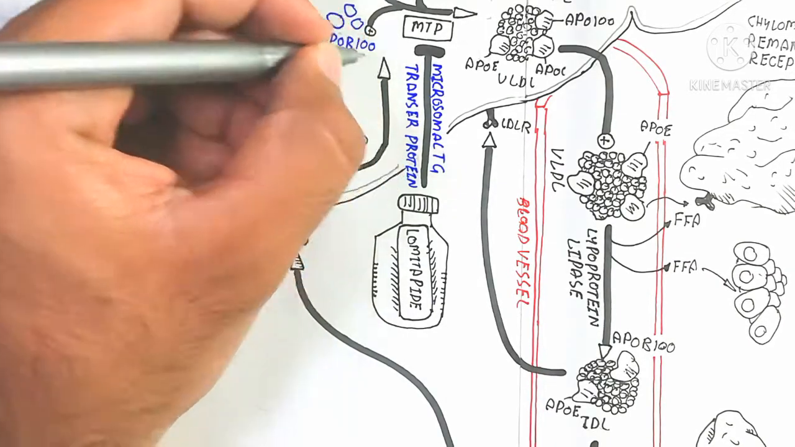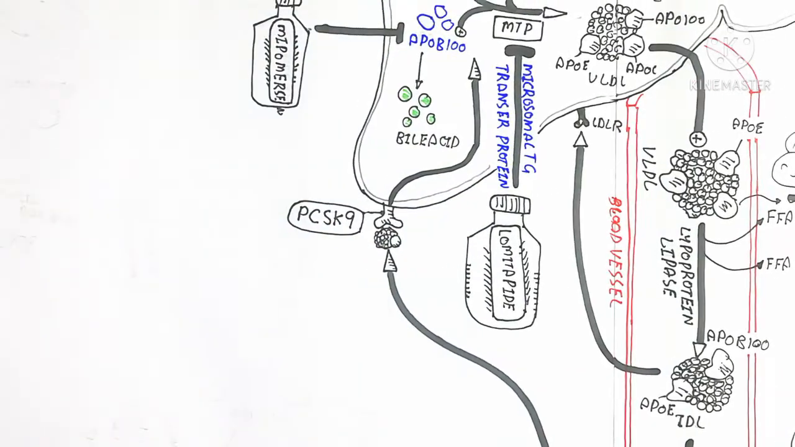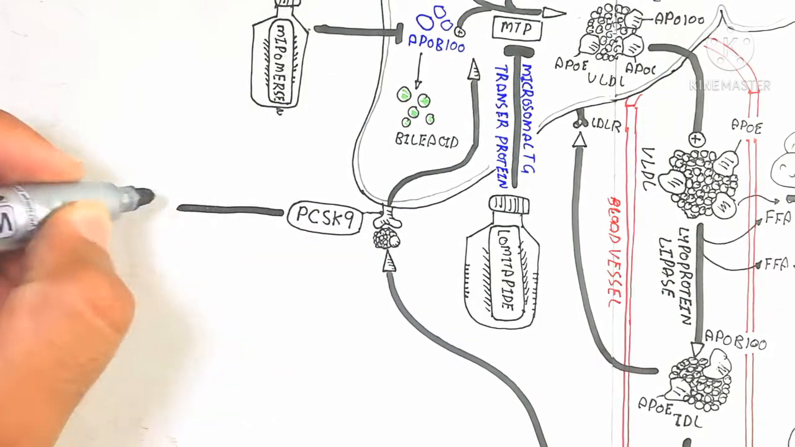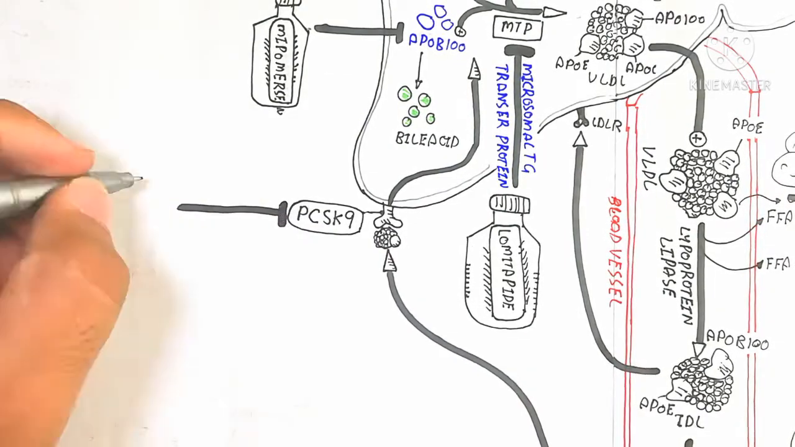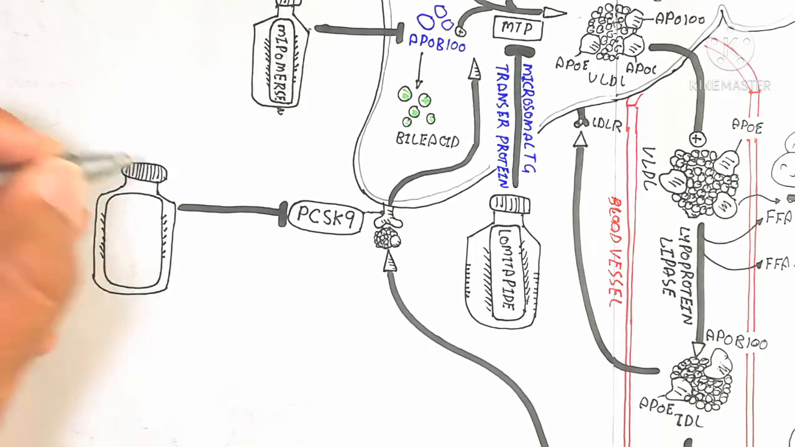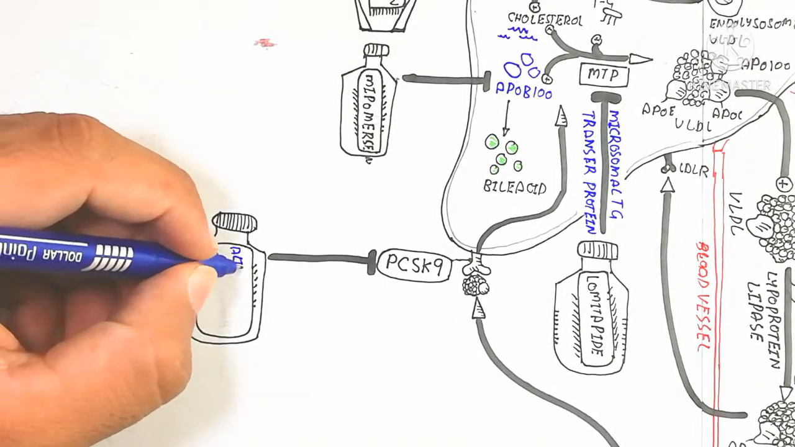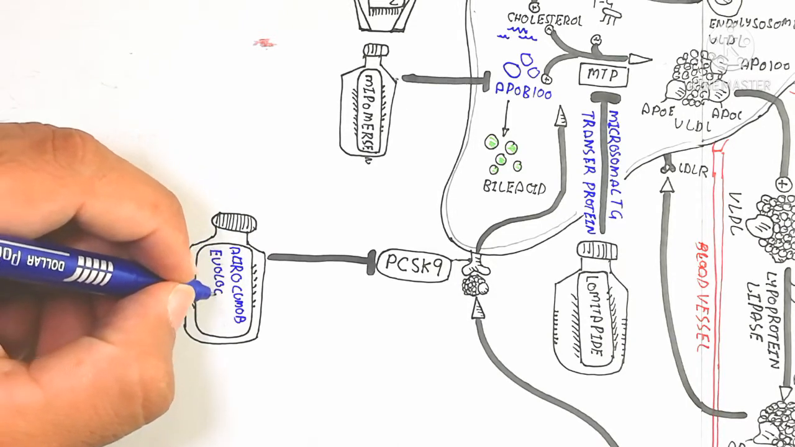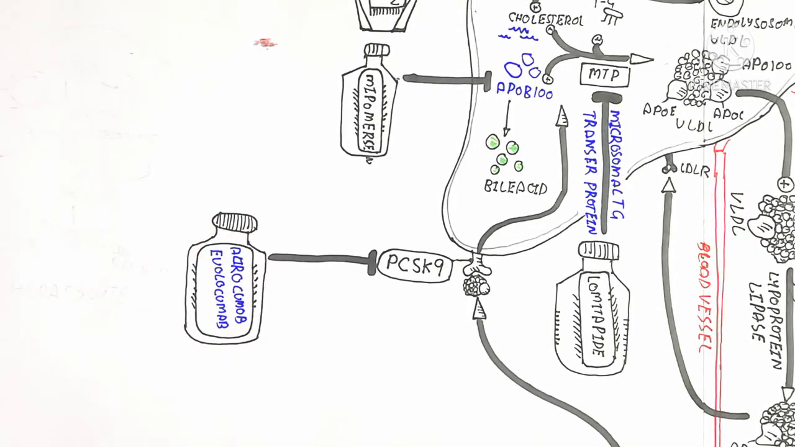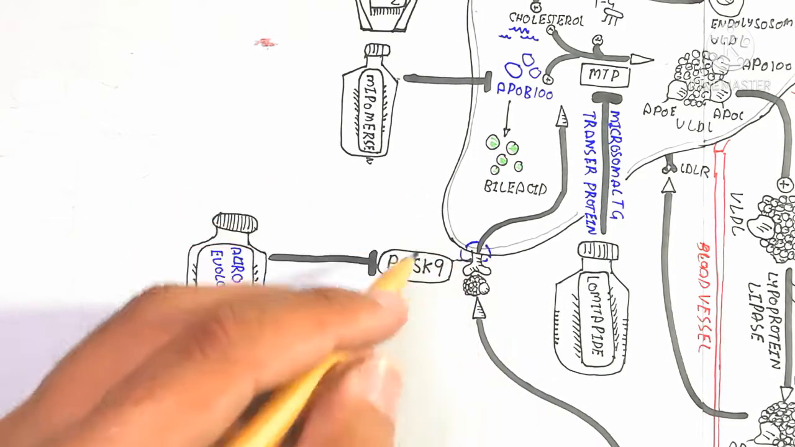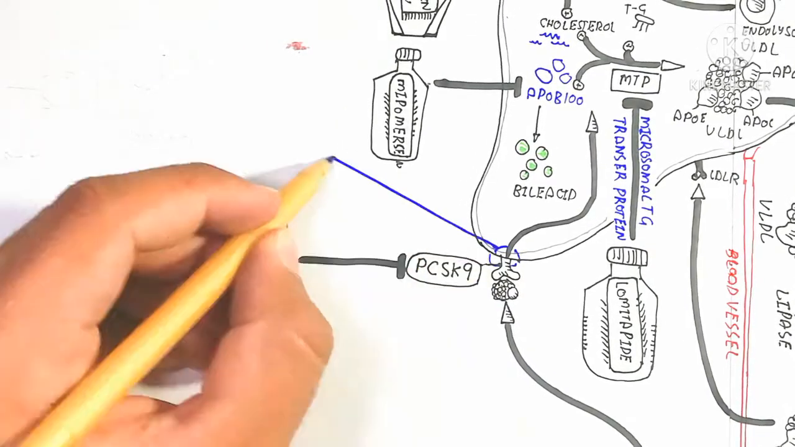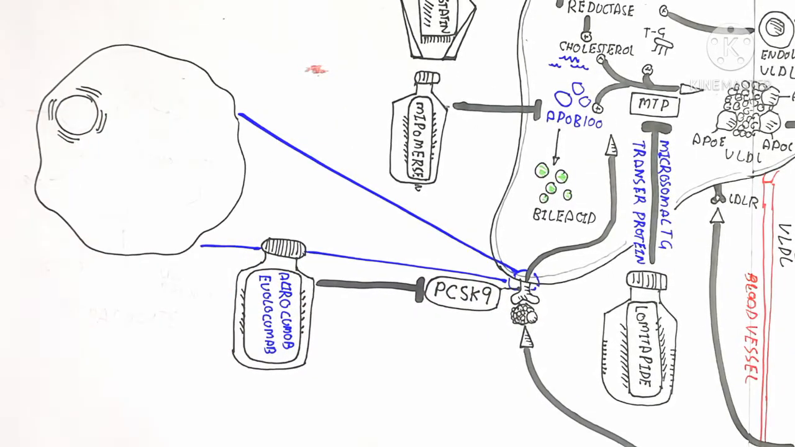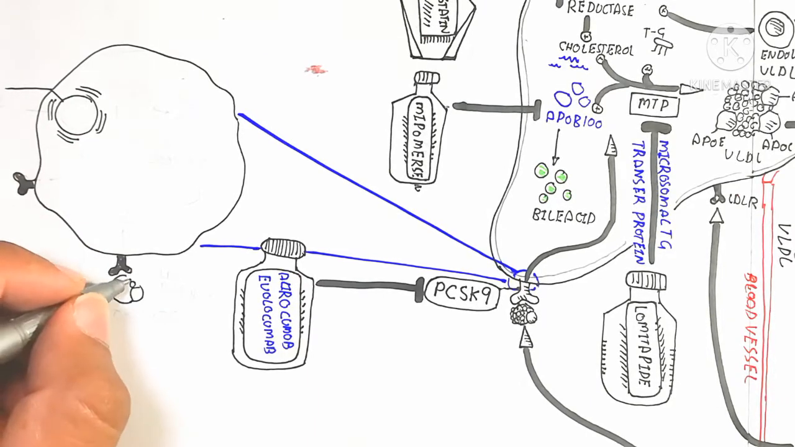Low density lipoprotein contains just ApoB100. So the ApoB100 is received by the receptor known as PCSK9. So the PCSK9 inhibitor will not allow the low density lipoprotein to enter. That is alirocumab, this drug. And here the hepatocyte is present.